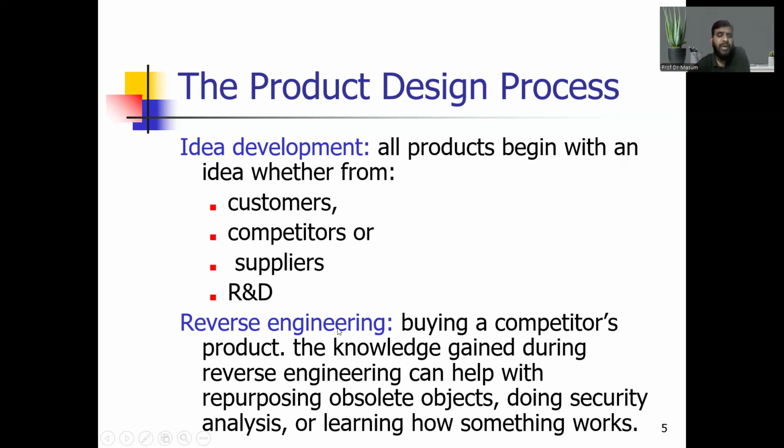That means you will open up and learn something, and you may delete the obsolete objects, and you can add new features to the product. You can do your own security analysis, and then after gaining knowledge from this reverse engineering, you can develop an innovative product idea.